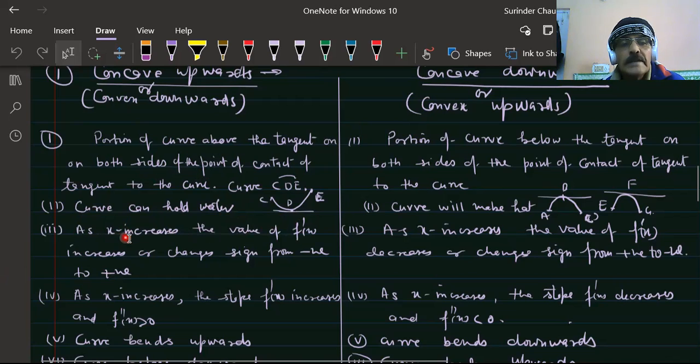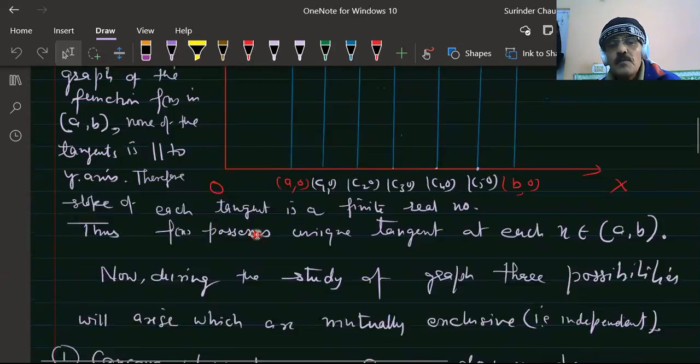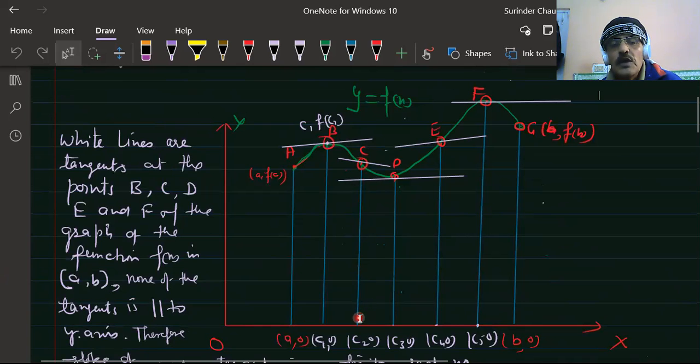Number two, as x increases, the value of f dash x increases or changes sign from negative to positive. What does it imply? As x increases from A to B, f dash gives the slope of the tangent at each point. The slope was negative earlier, and f dash changes sign from negative to positive. Negative means that if you draw a tangent at this point, the angle made by the line with the positive axis gives the slope. This is a horizontal tangent, and then it will be positive.